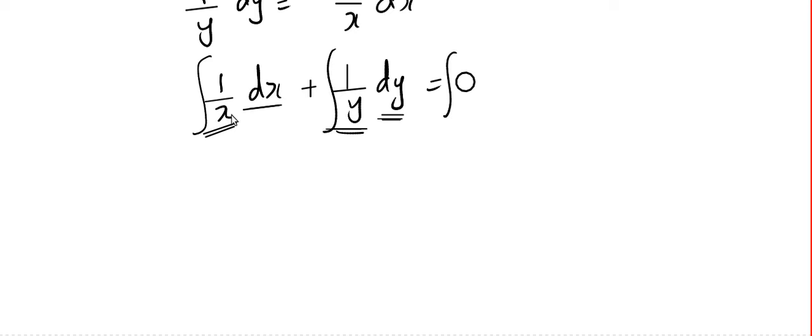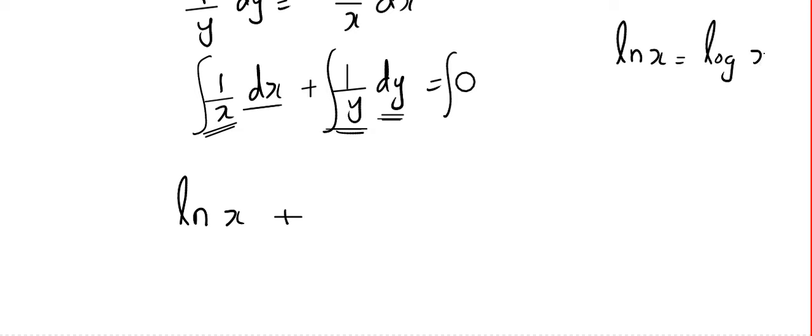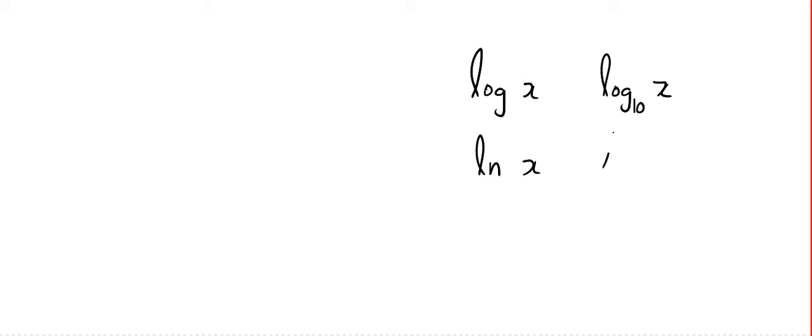What is integral 1 by x? Natural logarithm x, ln x. By the way, don't get worried, ln x means log x to the base e. And to be honest, writing log x gives a lot of confusion, because if you look at any international books, log x will stand for log x to the base 10 and ln x will stand for log x to the base e. So it is better that you use the notation ln x.